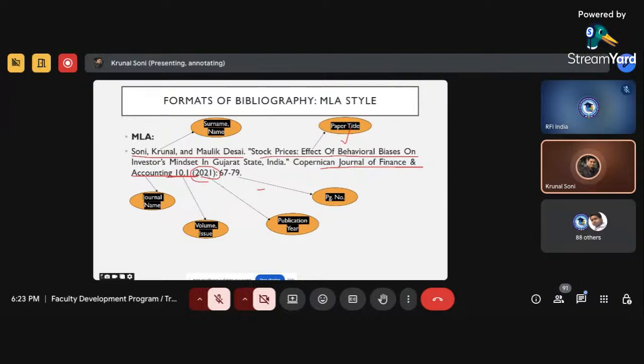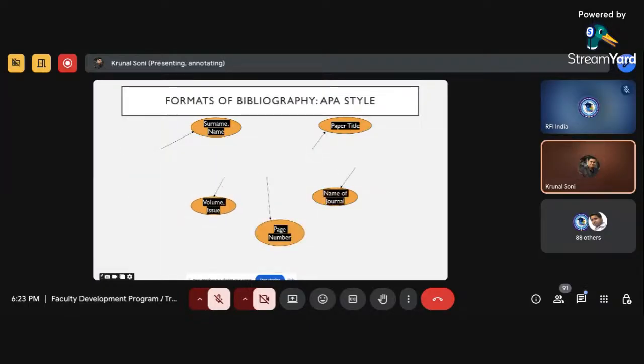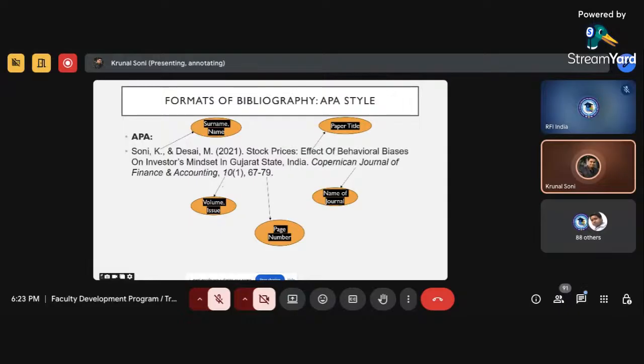Now we are shifting to APA style, and now you will see the changes in the parameters. Sequence, you can see how the sequence has been changed. Now you can see full name is not appearing, but last name and first letter of the first name. Year of publication is immediately after that. Then the title of the paper and the name of the journal is there. But again, volume and issue is also there, but the way of writing volume and issue has changed. Previously it was a dot, here it is brackets, and then page number.